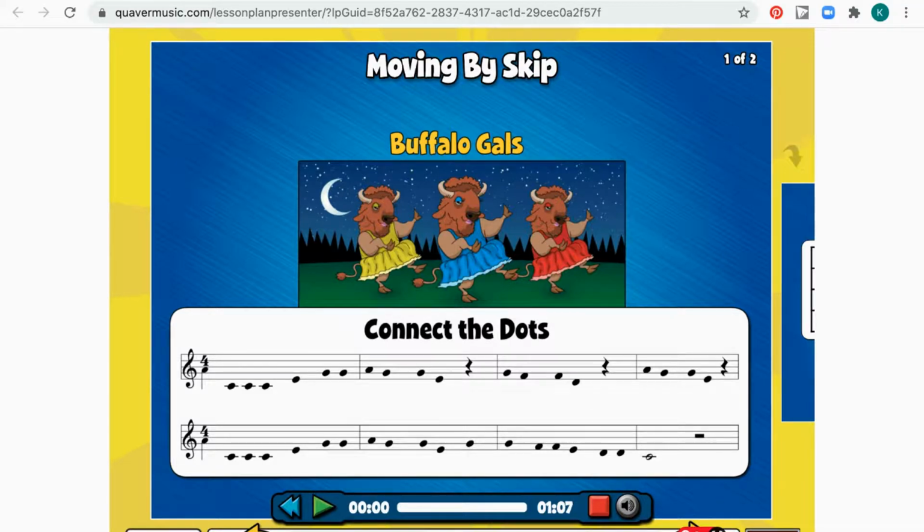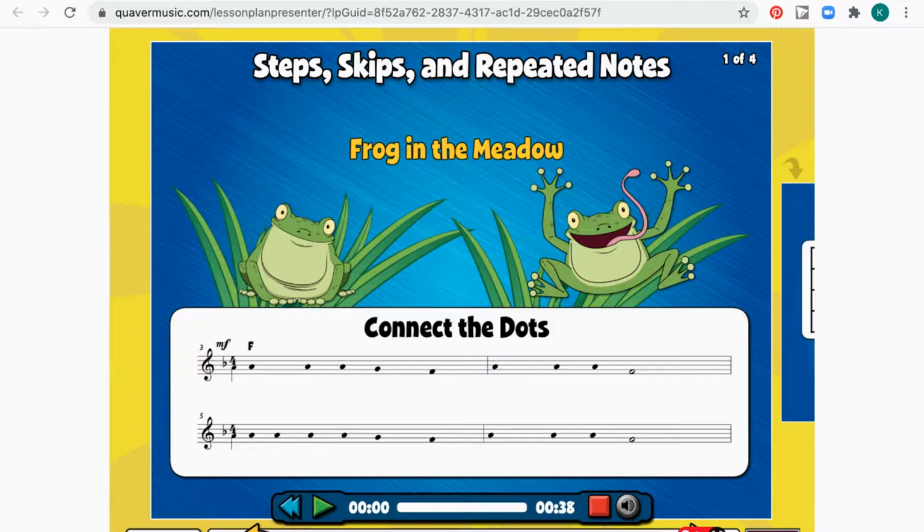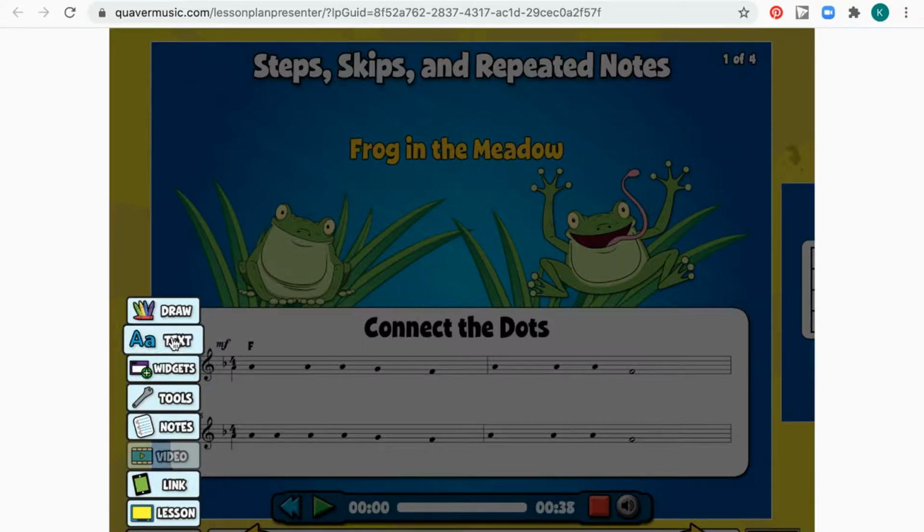All right, and that just repeats a bunch of times. We're going to do this one more time. This time, I want you to really look for where the note stays the same. There's lots of points where the note stays the same versus skips or steps.